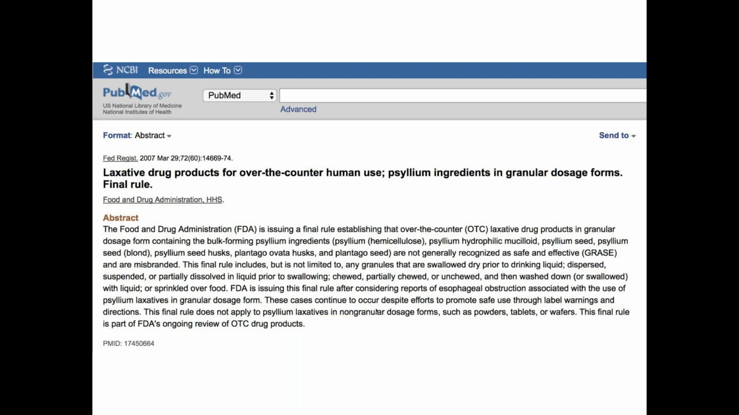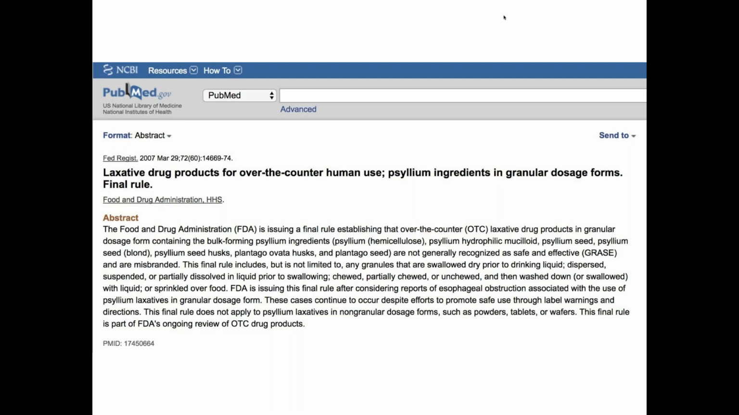The FDA is issuing the final rule after considering reports of esophageal obstruction associated with the use of psyllium laxatives in granular dosage forms. These cases continue to occur despite efforts to promote safety. So that's something to be aware of. I don't generally recommend them in capsule form. I generally recommend that people add them to water, stir it, and then drink it. And you have to be careful with the dose.